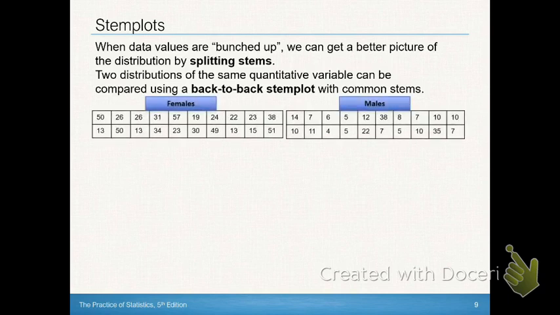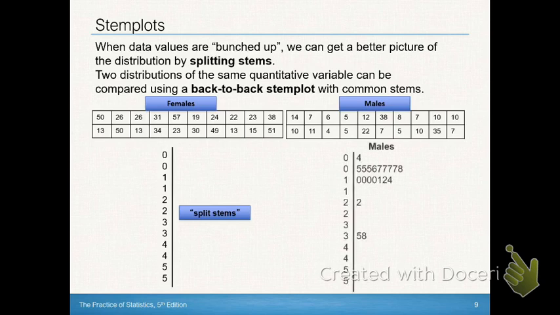So here we have males and females. We can split the stems. So 0, 0, we've got 2 zeros, we've got 2 ones, we've got 2 twos. The first number would have the lower half of the data, so ones digits between 0 and 4. And then the second repeated stem would have the upper half of the data, so ones digits between 5 and 9. And we could look at males and females.